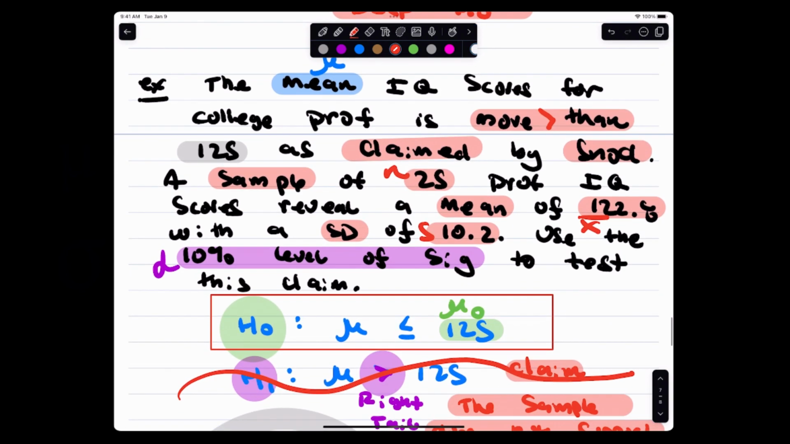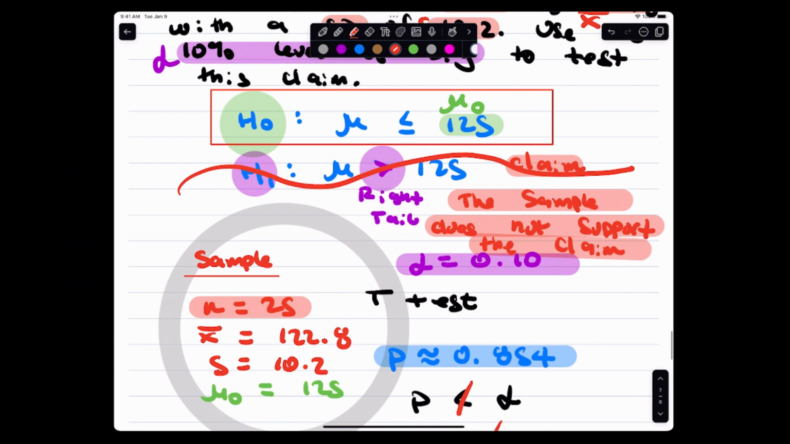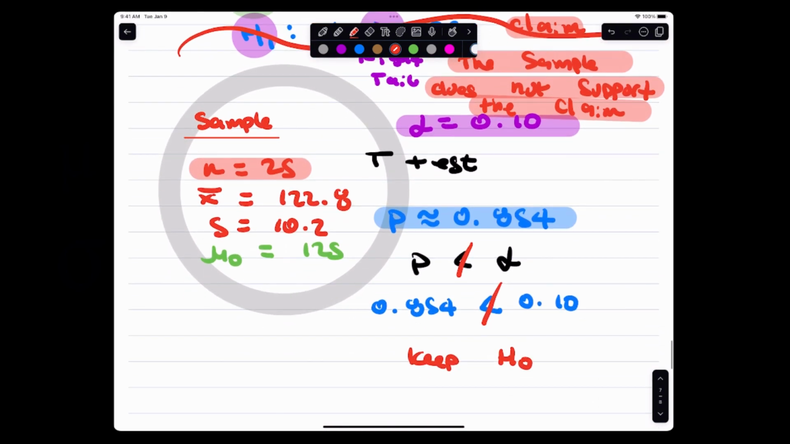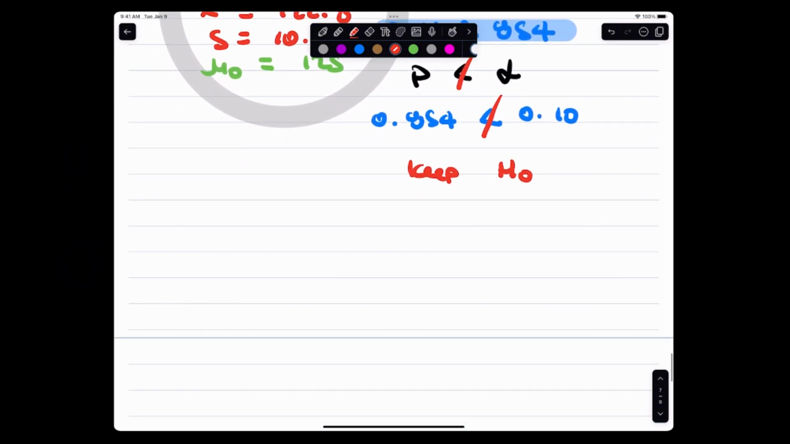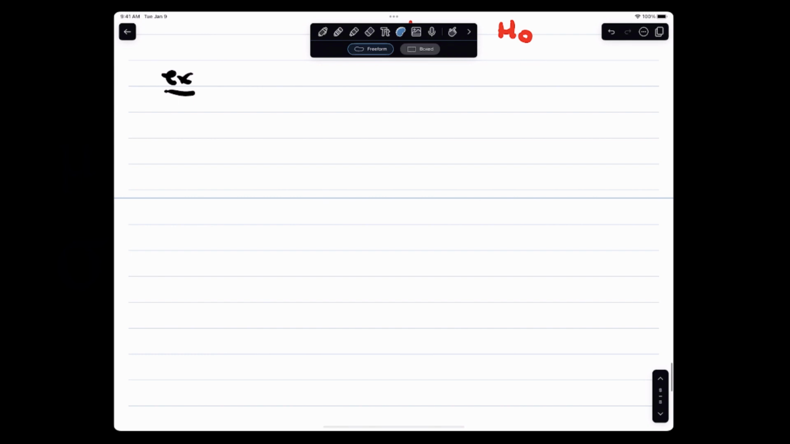Okay? Did you guys get this information here? Did you guys use the t-test? All right, good. Now I'm going to give you my favorite example that I want you guys to pay close attention to. Okay? Here's what's going to happen.